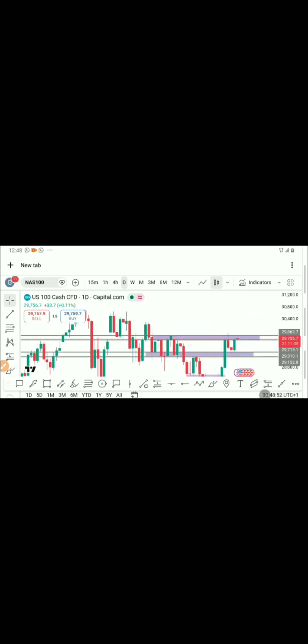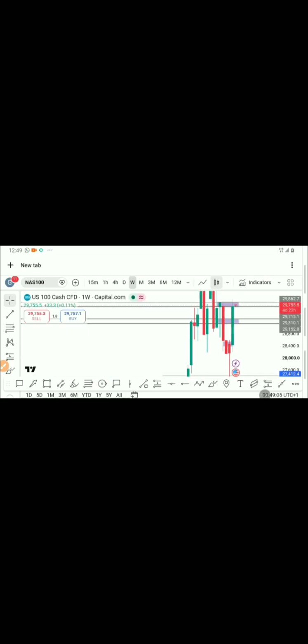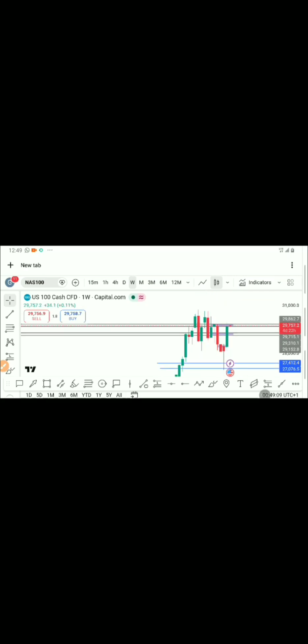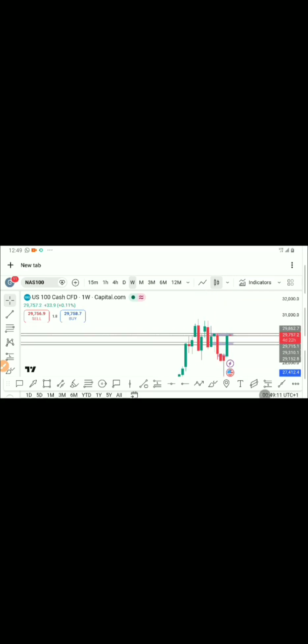If you come to the weekly time frame, what we're going to see here is very simple. It has been a bullish week for the past week. NASDAQ has been so bullish, so what I'm looking for is the continuous buy. You can see this is a massive bullish engulfing candle last week. So I'm looking for a continuous buy, at least to take out these liquidities you are seeing right here.